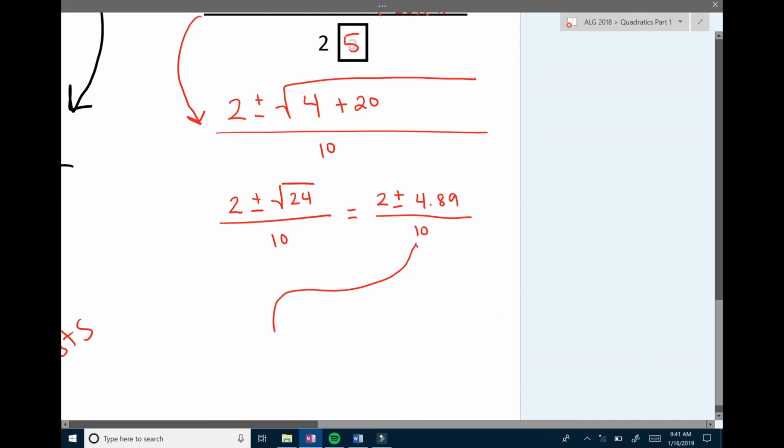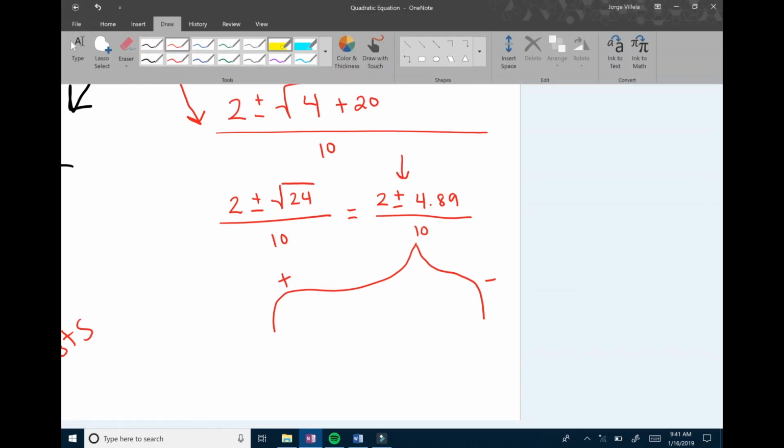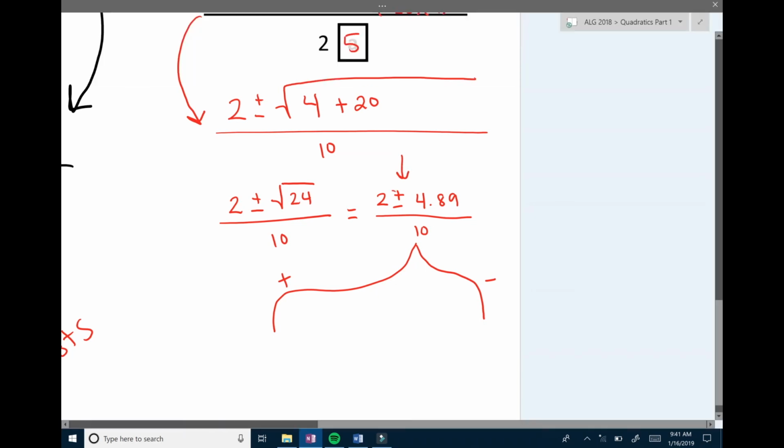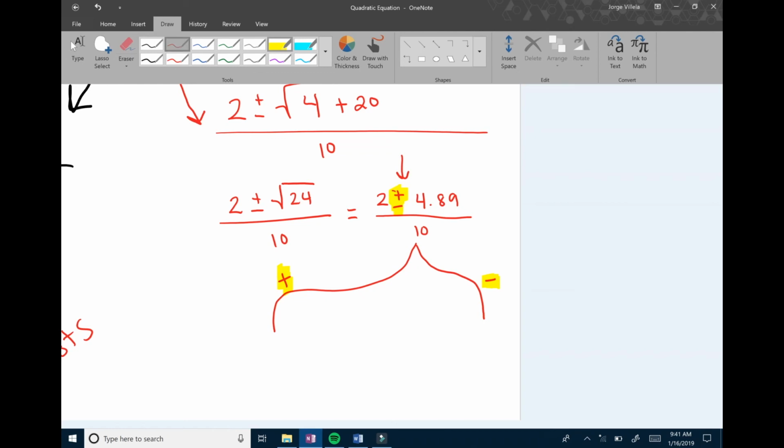Okay, this is where the problem goes into two sections. I like to label this the plus section and the minus section. So that's what this symbol means right here. The plus or minus means you're going to do two separate equations. One of them you're going to add. The second one you're going to subtract. Okay, so you should have two answers at the end. So let me explain what that means.